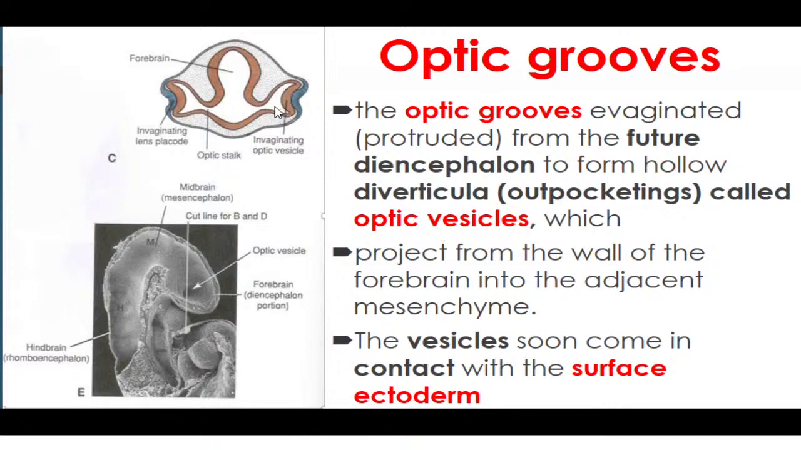Look at this one, we have seen it very well here. Optic vesicle, optic vesicle. And it projects from the wall of the forebrain into the adjacent mesenchyme. The vesicles soon come in contact with the surface ectoderm, as we have seen very well here, to form the invaginating lens placode.